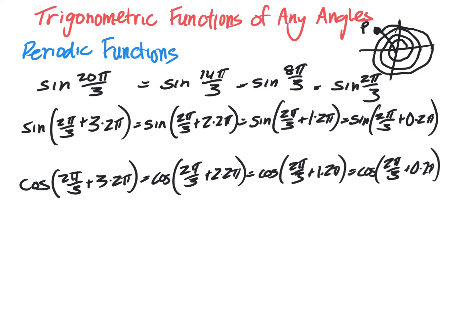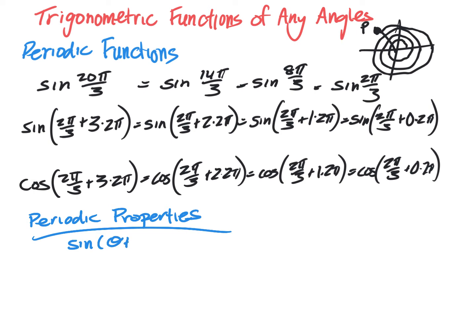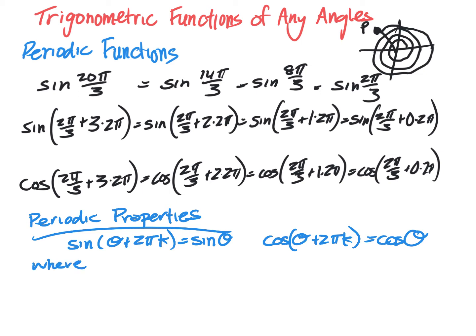So in other words, what this leads to are these periodic properties. And what this states is that sine of theta plus 2 pi k is just sine of theta, and cosine of theta plus 2 pi k is cosine of theta. This is where k is any integer.